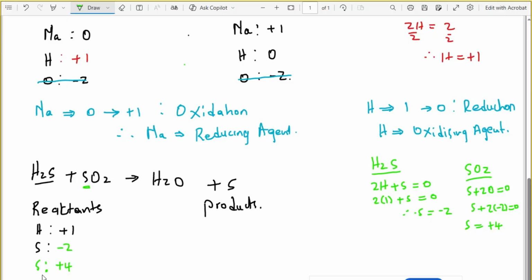The last one is oxygen. So what is oxygen in this one? Oxygen, we know that it will always be -2, right? Okay, and then let's go to the products.